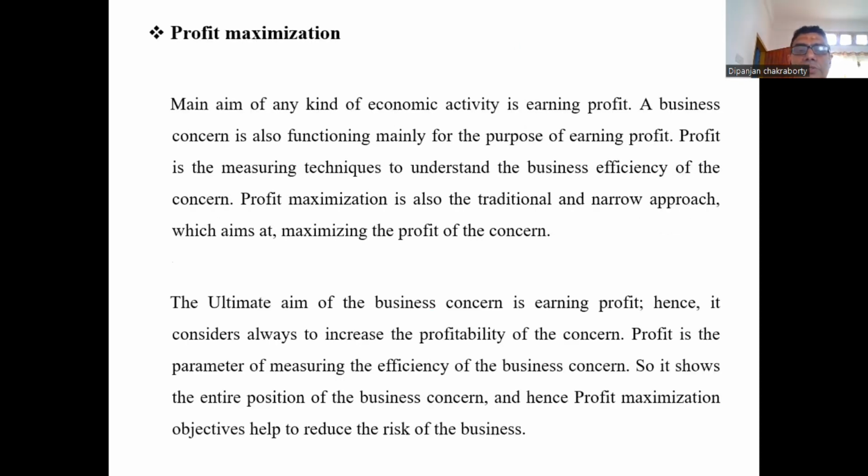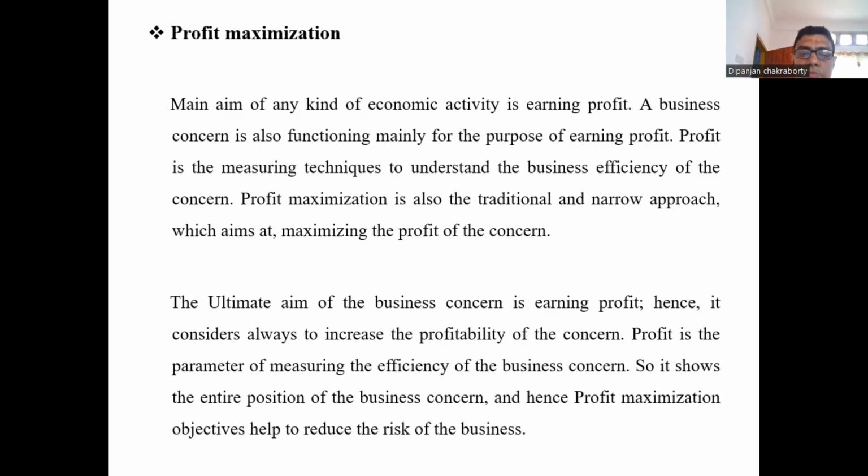What is profit maximization? The main aim of any kind of economic activity is earning profit. A business concern is also functioning mainly for the purpose of earning profit. Profit is the measuring technique to understand the business efficiency of the concern. Profit maximization is a traditional and narrow approach, which aims at maximizing the profit of the concern.